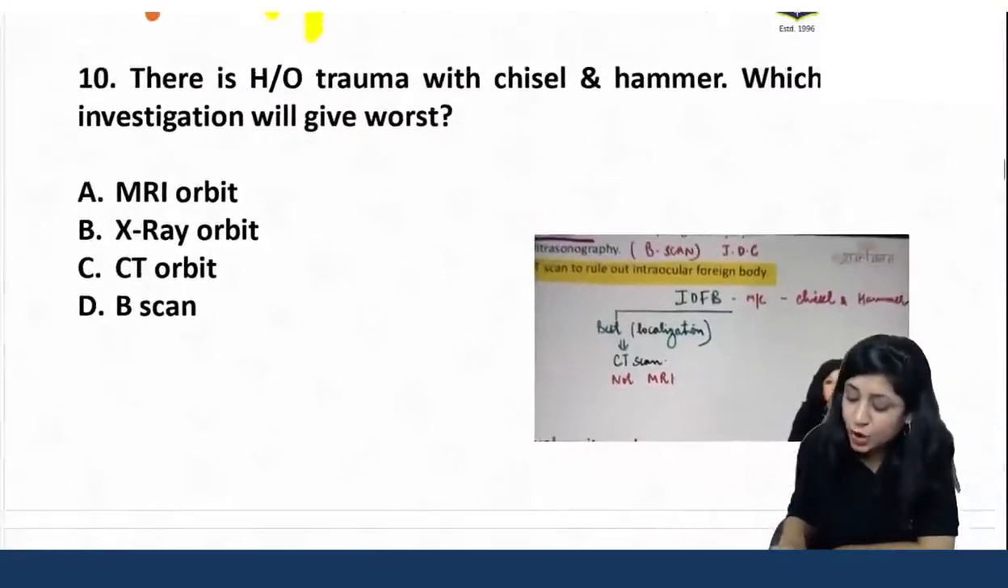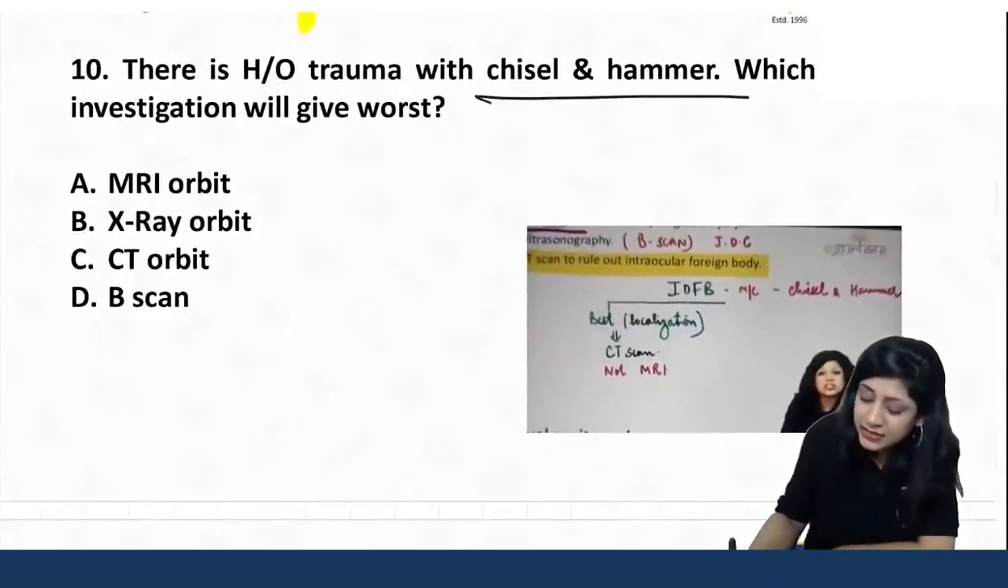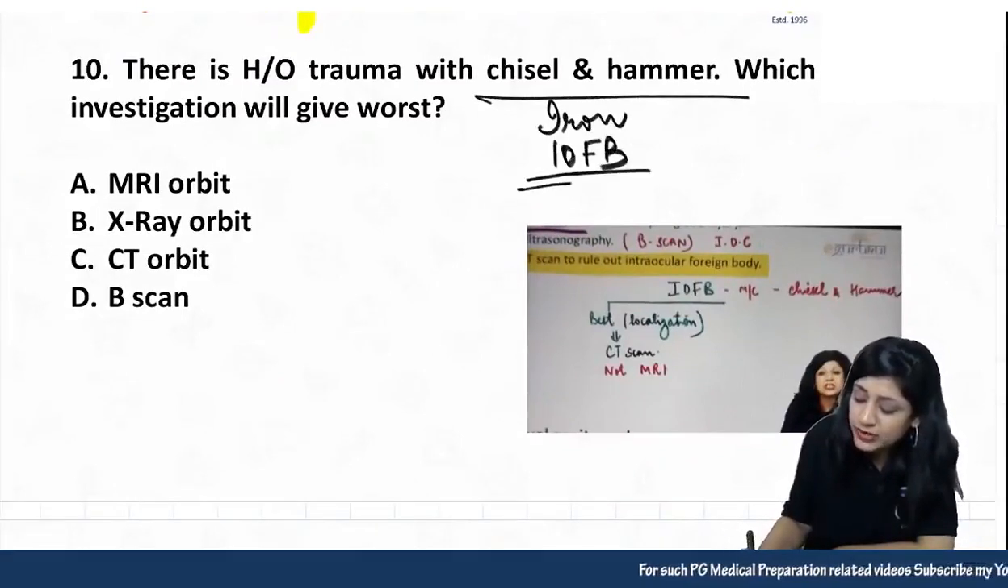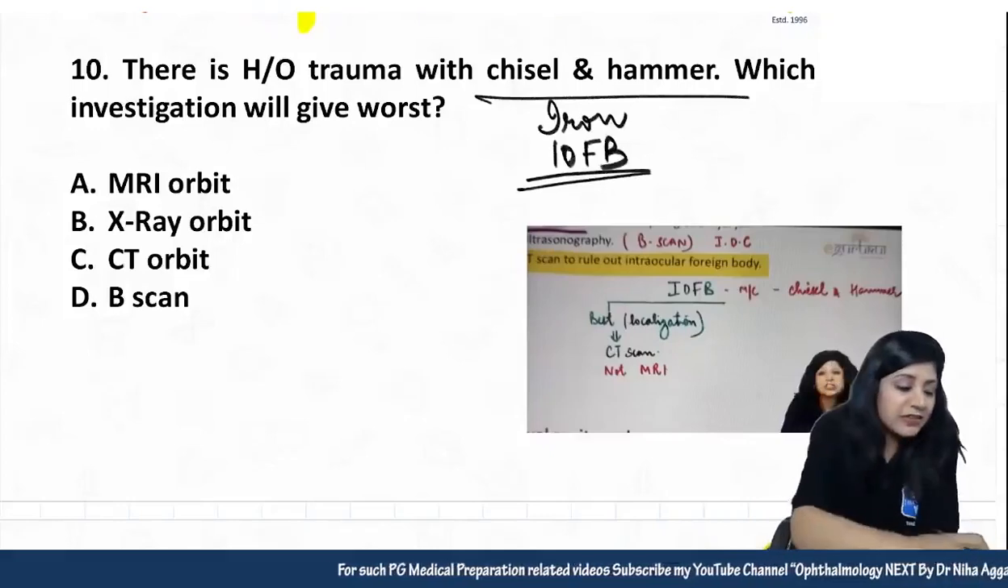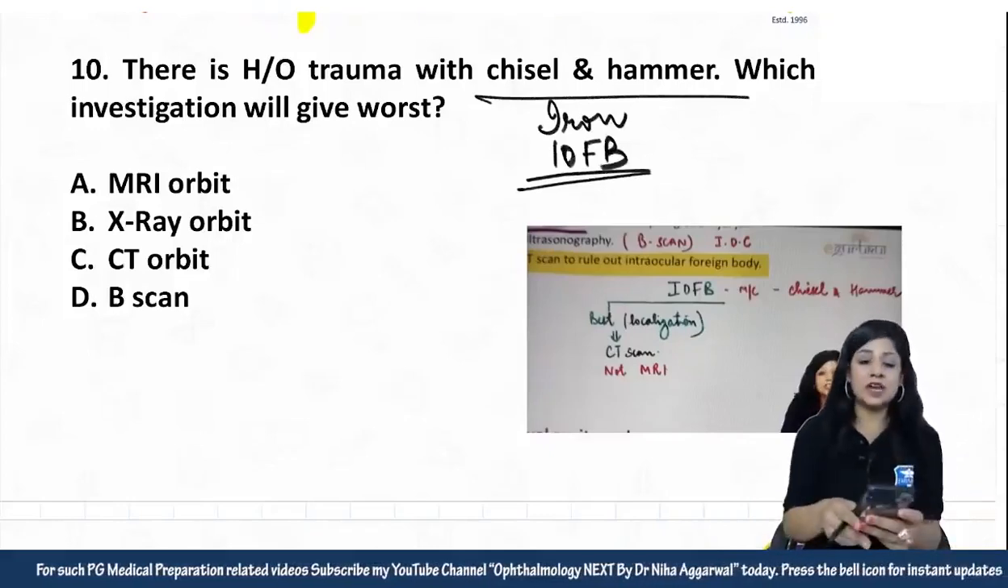Then coming to the next question. There is a history of trauma with a chisel and hammer. Chisel and hammer is the iron foreign body, which is the most common. So we have an intraocular foreign body from chisel and hammer. Which investigation will give the worst outcome?